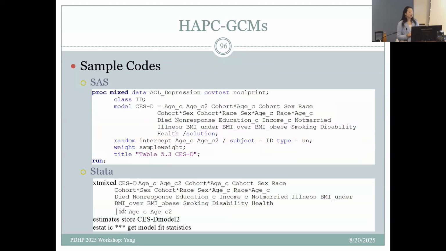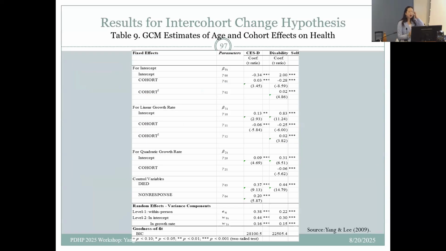So here are the SAS sample codes for the ACL depression data, which you should be relatively familiar with by now, where you have the same model and random statements for the fixed effects and random effects part. And then there is the Stata xtmixed command, where you specify just the same as an example. So here are some summaries of the model results for the CESD outcome to measure depression, and I have also included an additional outcome of physical disability from the ACL data.